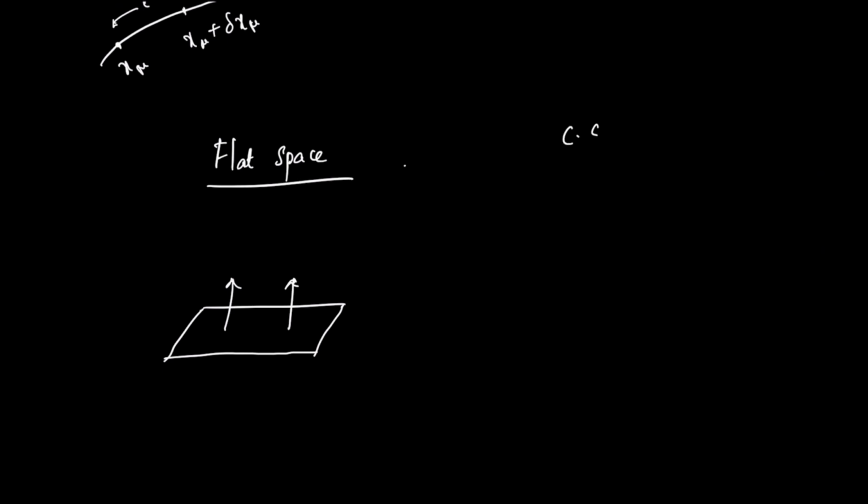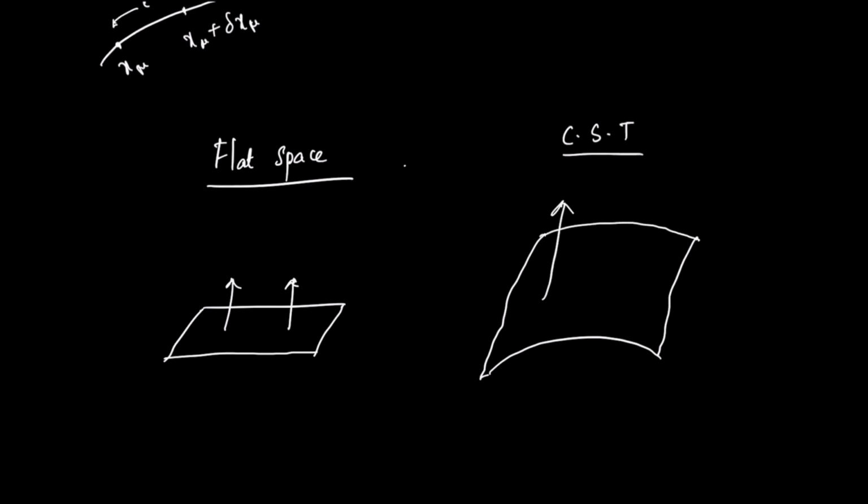If you have a curved space-time, something like this, and if you consider two vectors, they are not pointing in the same direction. One is pointing in this direction and another one is pointing in this direction. So the direction of the vectors is different in a curved space-time. It is curved, something like this. If I have a vector here, it is pointing in this direction. If I have a vector here, it is pointing in this direction. So the direction of the vectors is different.